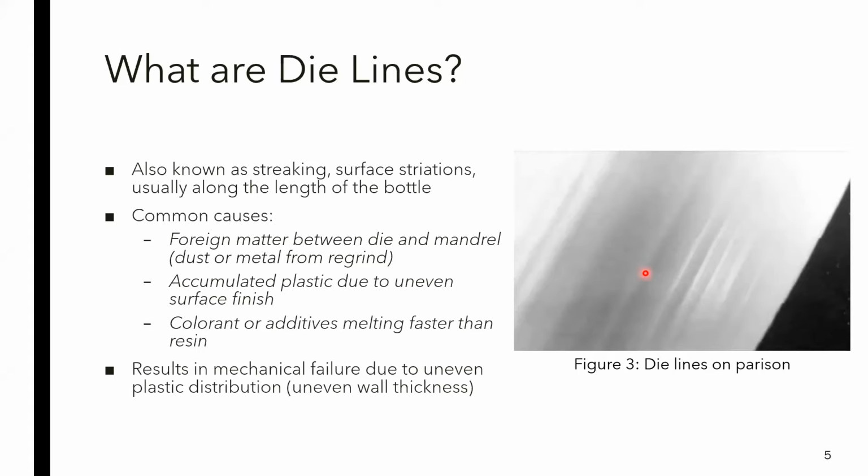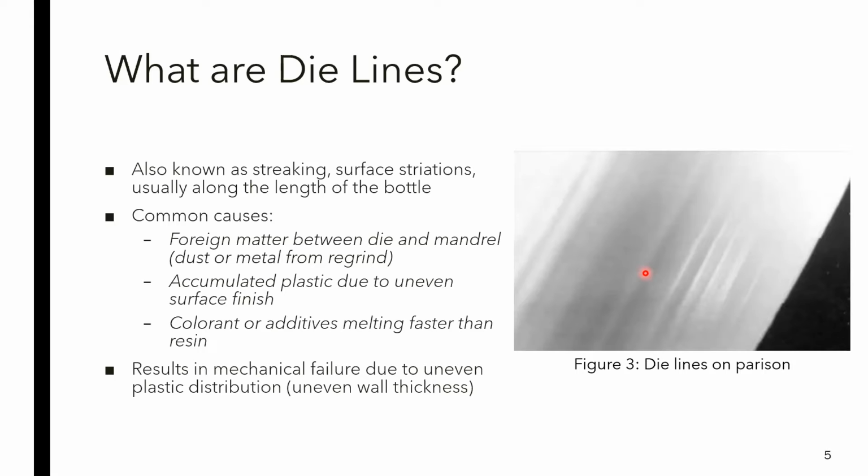Regrind is basically when you recycle a bottle inside the production process. You take waste and dump it into the regrind, and the metal from the blades could chip off and actually be present in the regrind. Then the regrind is reintroduced into the process with fresh plastic resin, so you minimize the actual wastage in your production. But yes, foreign matter, and accumulated plastic due to uneven surface finish. I'll show you a picture of that just now.